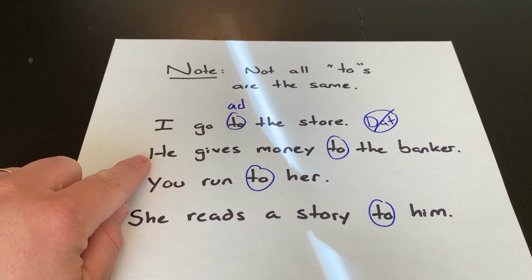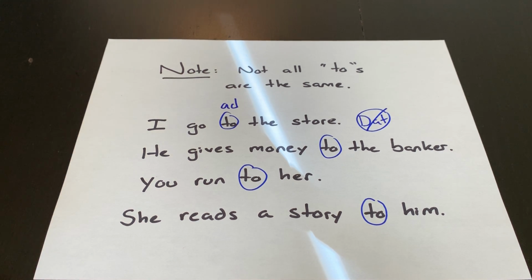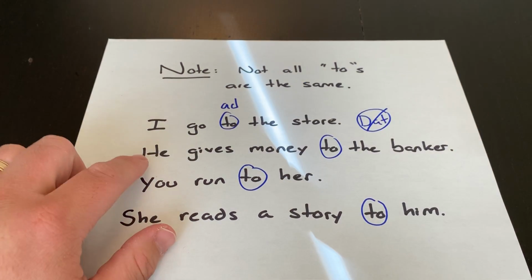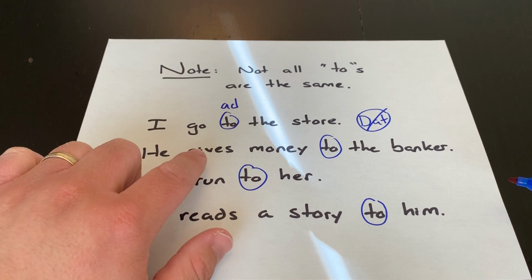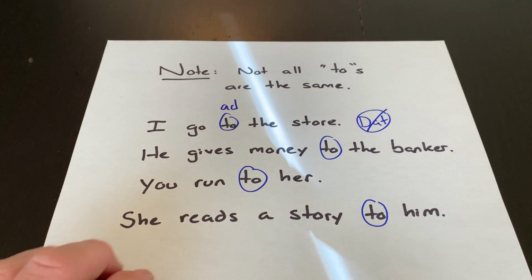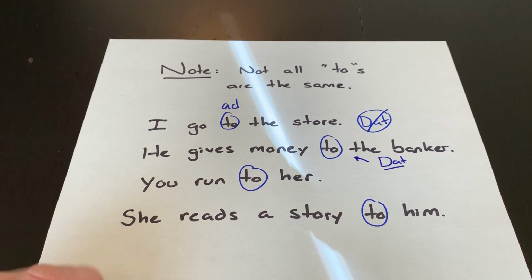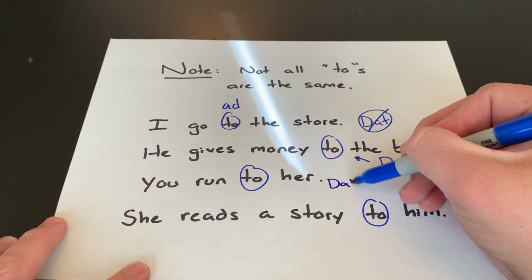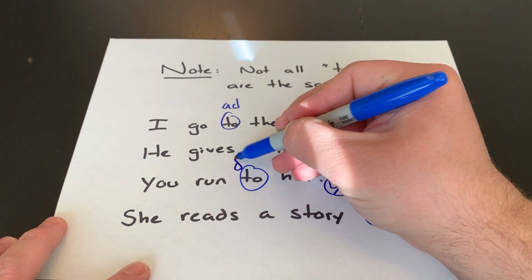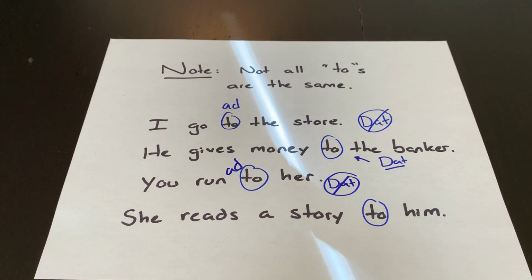If we see here, he gives money to the banker. Okay, there's no major motion towards. Yes, the money is kind of moving towards the banker, but you can see that same sentence structure of the nominative, verb, the accusative, to or for the dative. So this one would be a dative word. You run to her. Again, we have that motion. And so this one would not use the dative. Instead, it would use the word ad to show motion towards.